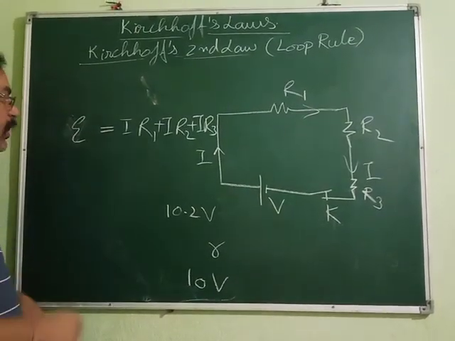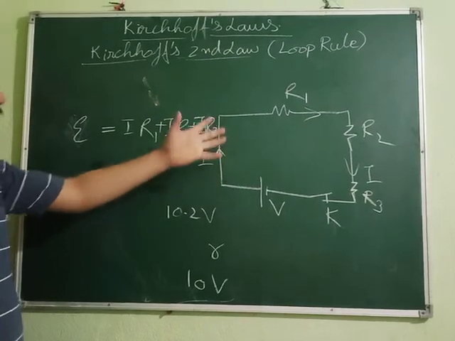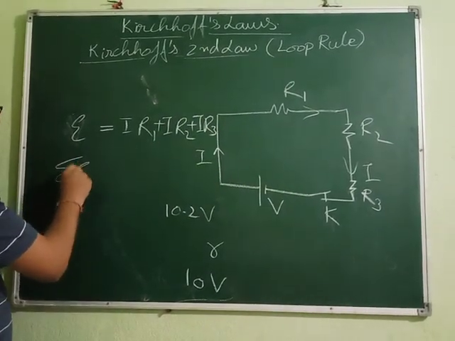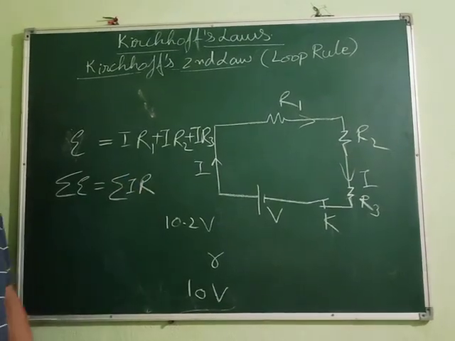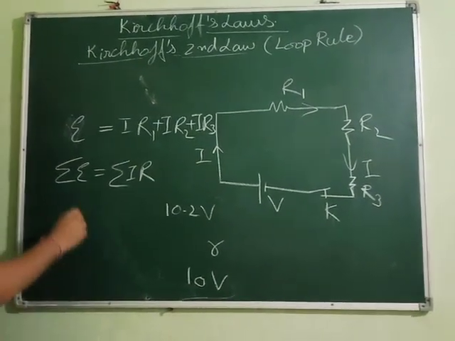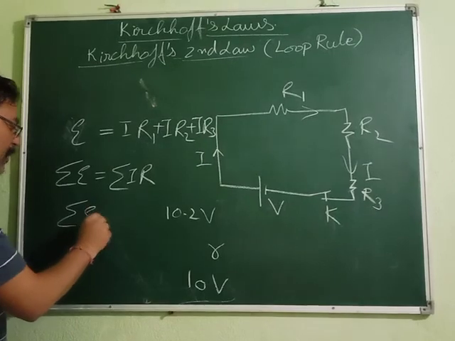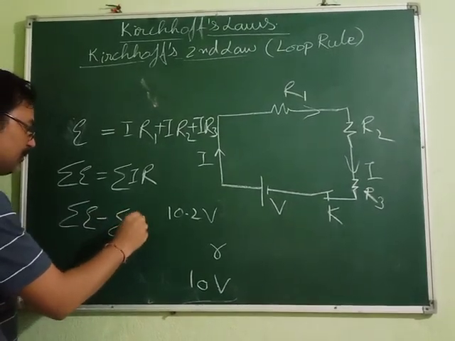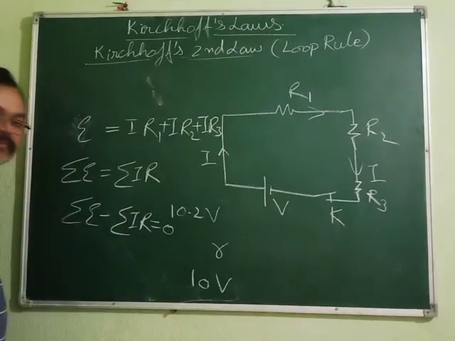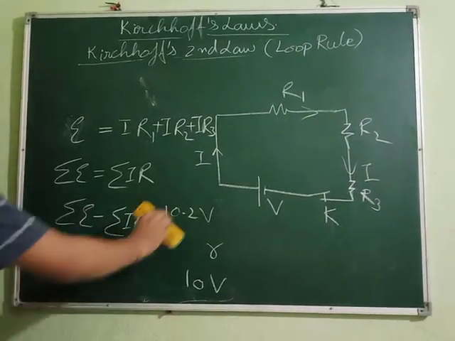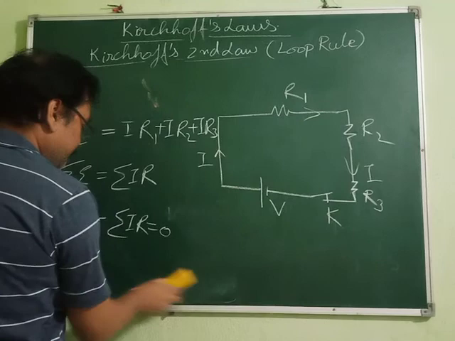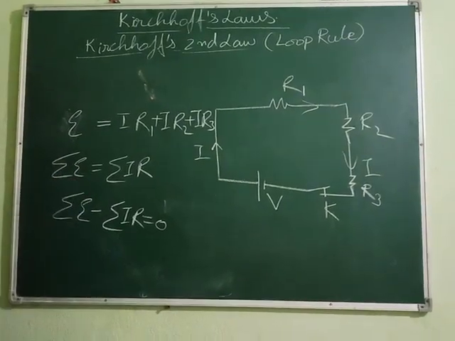Now, if many cells are connected, then what can we write? Summation E is equal to summation of IR. We can even write summation E minus summation IR equal to 0. So you can note it down also. Please note it down.